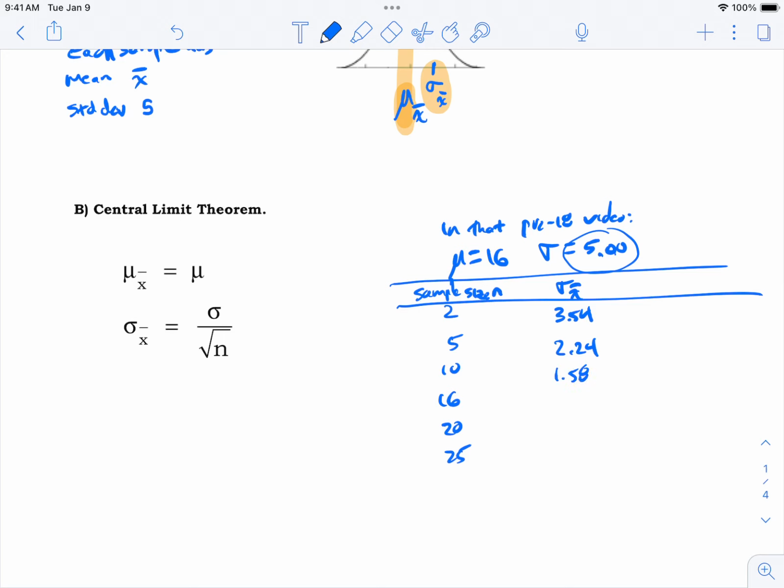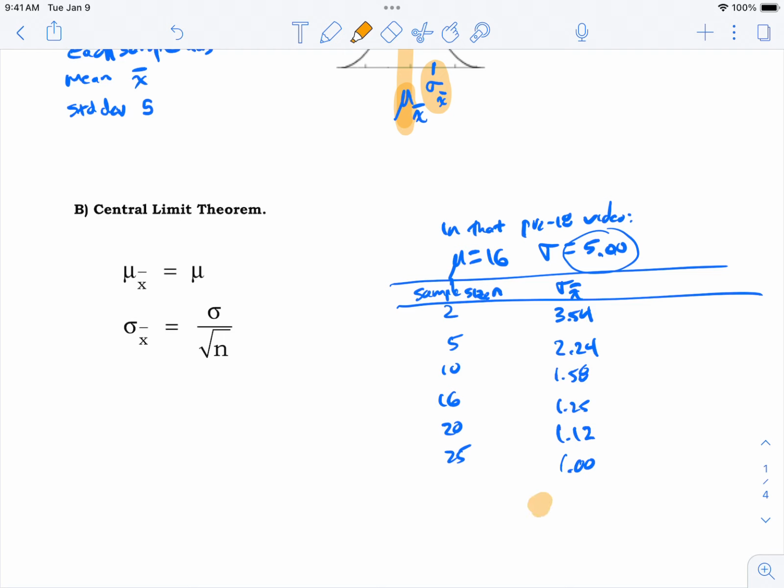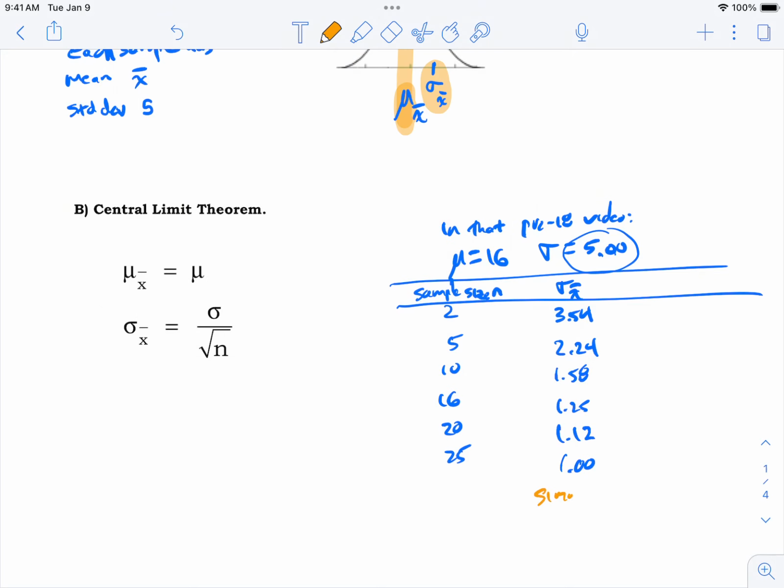Samples of 16 came out to 1.25. Samples of 20, notice how skinny it's getting. Samples of 25, it came out like this. And the point to note, I didn't do this when I simulated. These are all simulations is what these are. Those are the simulations. But just grab any one of these, like this one.